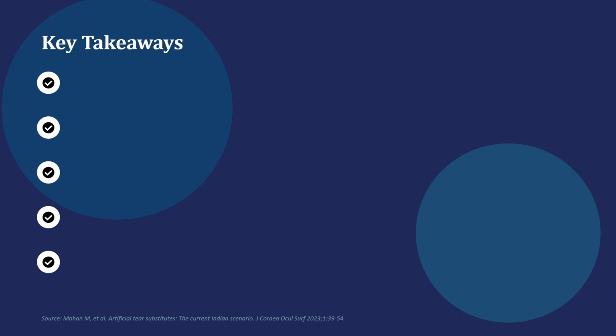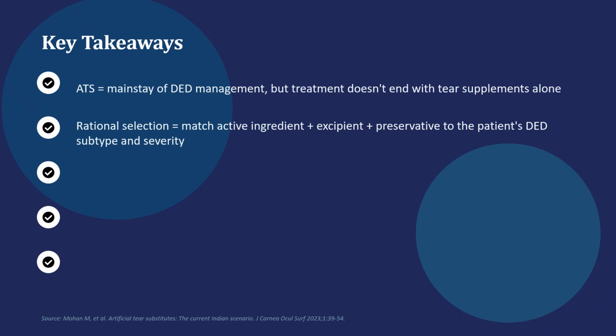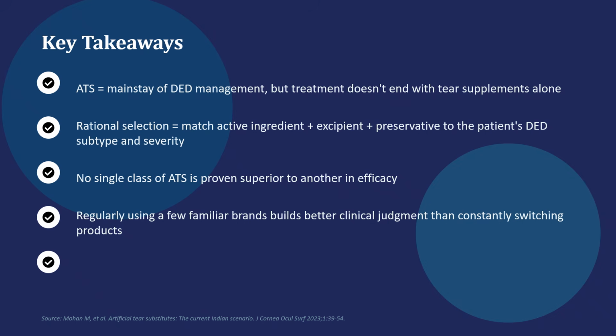The key takeaways from this lecture, I would say, are that artificial tear substitutes are the mainstay of dry eye disease, and rational selection is very, very important. Not a single class is proven superior to the other. So it is very important that you choose the molecule which is apt for that patient and escalate to anti-inflammatory and advanced therapy when artificial tear supplement alone fails.